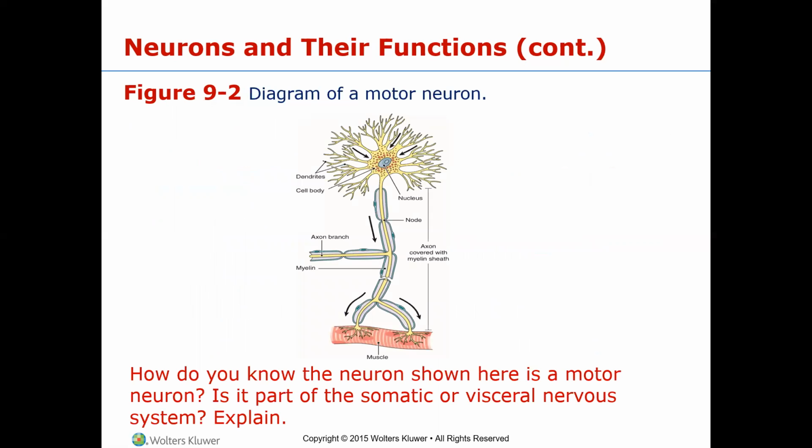So here is a diagram of a motor neuron, and as you can see, there are these little branching trees, and those are the dendrites. This is the cell body here. This is the nucleus, and then you have a lot of organelles that are represented within that cell body.